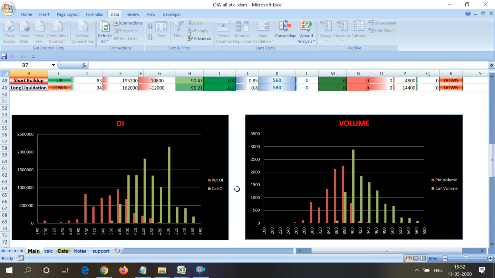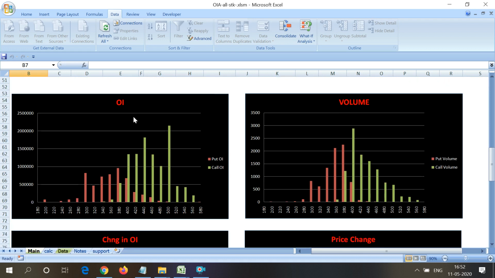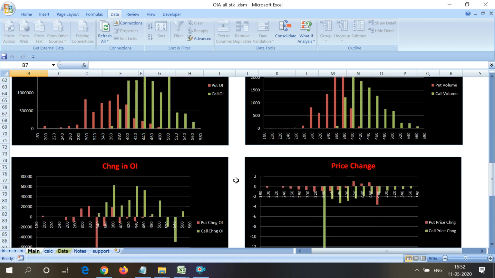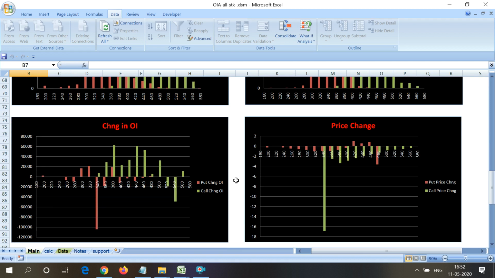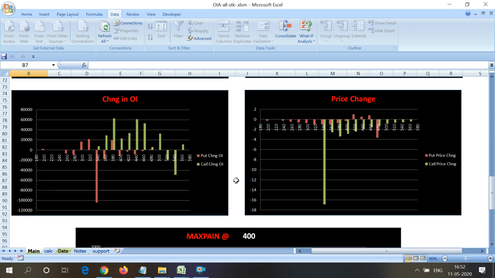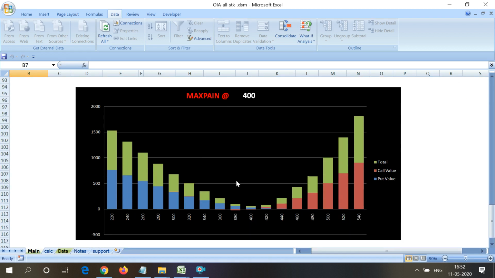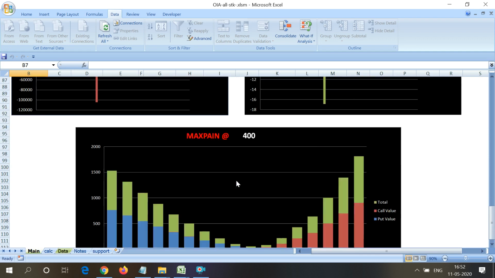And the data here I am showing in chart form: put open interest and call open interest, and volume, in the same way change in open interest, price change, and the maximum pain chart also.